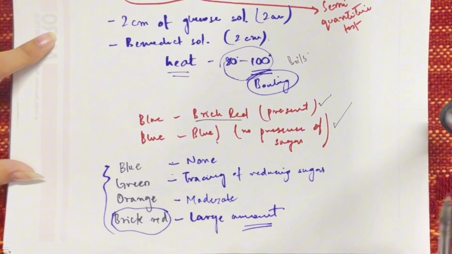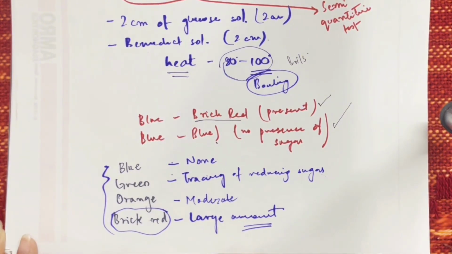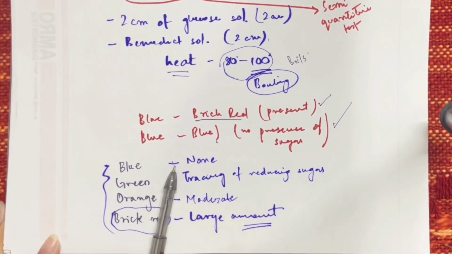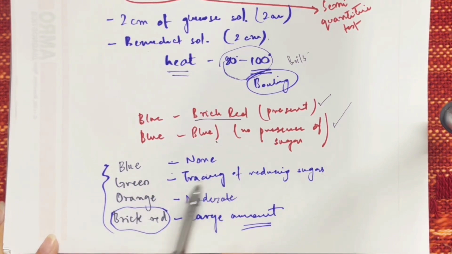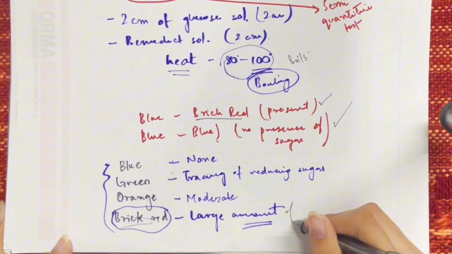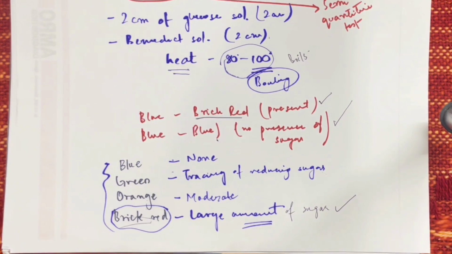But the Benedict test goes through several stages. It goes through four different stages, which give us four different colors. When it stays blue, there is no change that takes place. When we talk about green, there is a trace of reducing sugar, which might turn into a greater amount of the reducing sugar itself. When we talk about orange, there is a moderate quantity of the reducing sugar. But when it turns brick red, there is a large amount of sugar present, and the test is successful. This is all we need to learn about the Benedict's test.